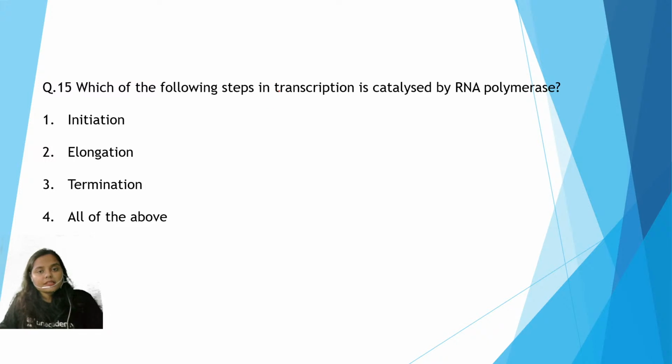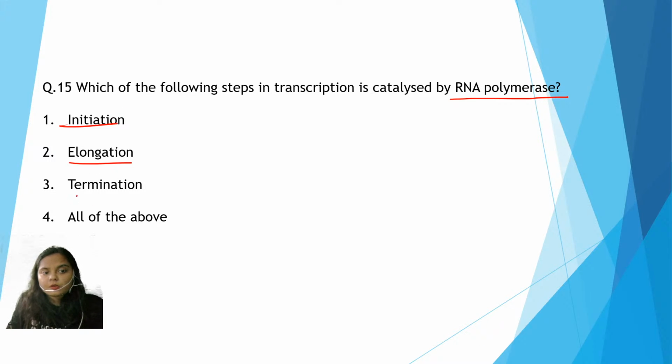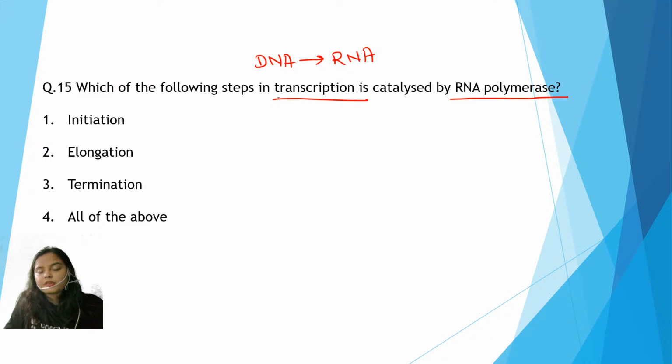Which of the following steps in transcription is catalyzed by RNA polymerase? Initiation, elongation, termination, or all of the above. Now, the process is transcription, that is the formation of RNA from DNA. In this process, which one of the following steps is catalyzed by RNA polymerase? What do you think should be the right answer, guys? Karthik, Tapajit, Kunal, what do you think is the right answer to this question?